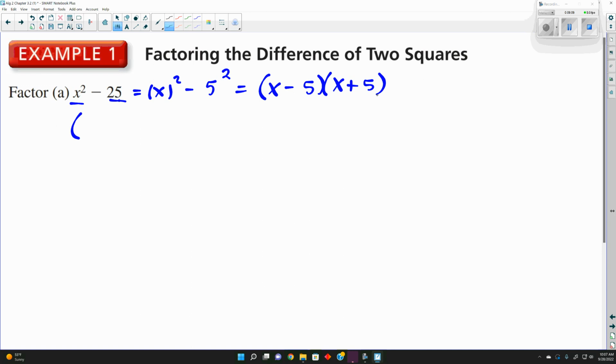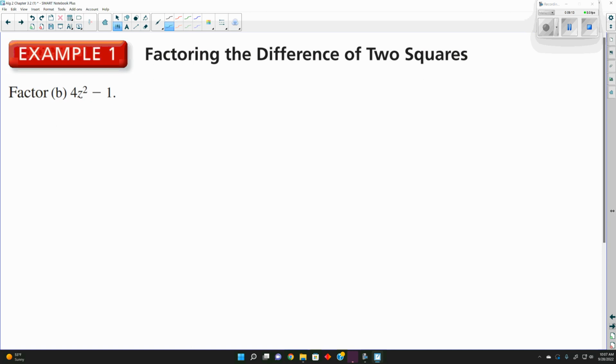We ready for the next one? 4z squared minus 1. So we need to see if this is a difference of perfect squares. 4z squared. So what times itself is 4? 2 times 2. Well, z squared is z and z. So really we could say 4z squared is the same as 2z squared, because 2z times 2z is going to be 4z squared.